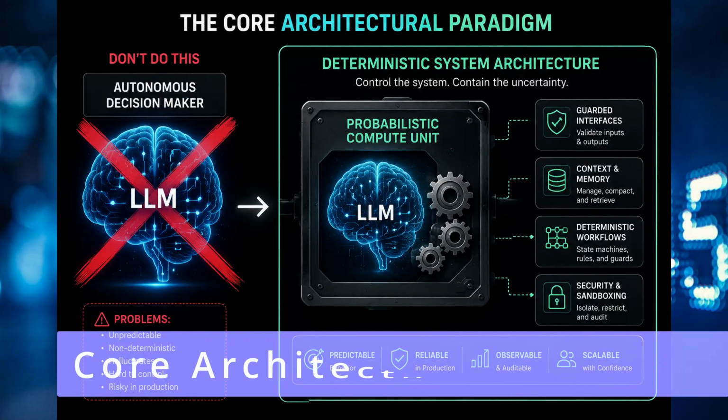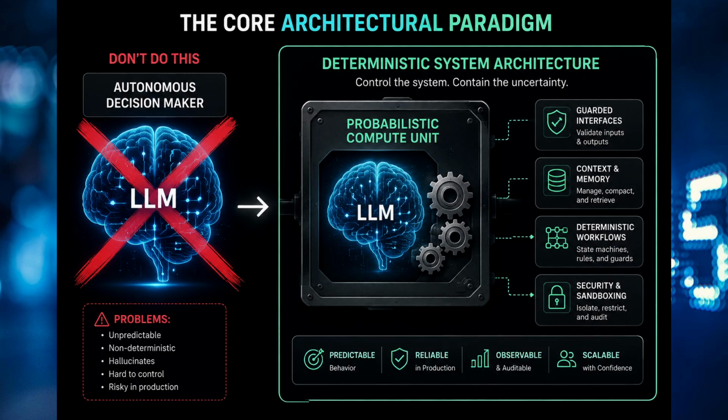In production systems, agent failures are almost never model failures. They are system architecture failures. To build systems that actually work in enterprise environments, we have to stop treating large language models like autonomous magic brains. Instead, we must treat them as probabilistic compute units wrapped inside a strictly deterministic architecture.